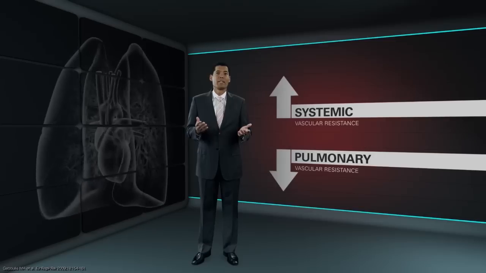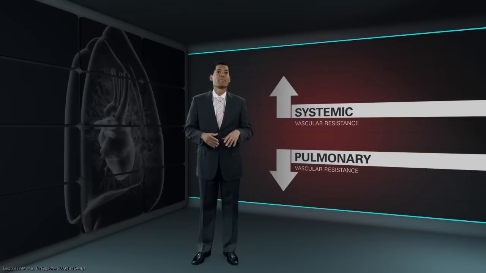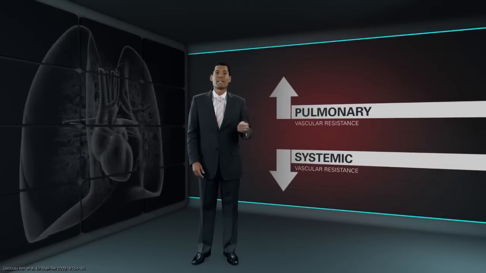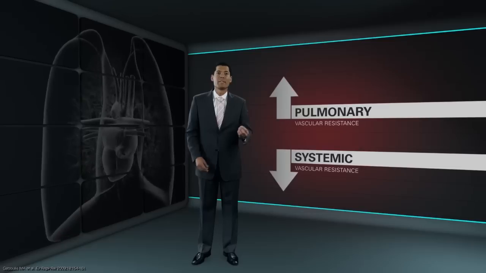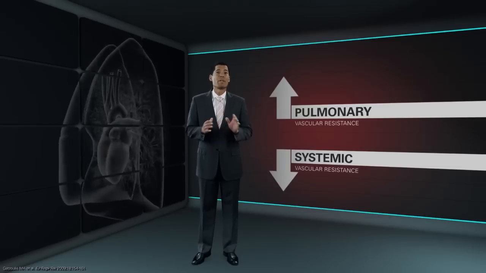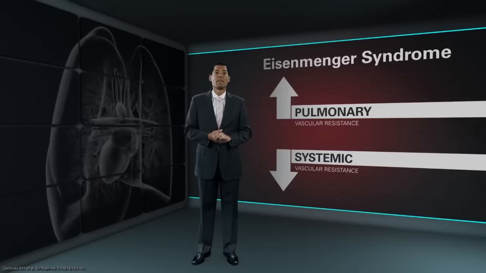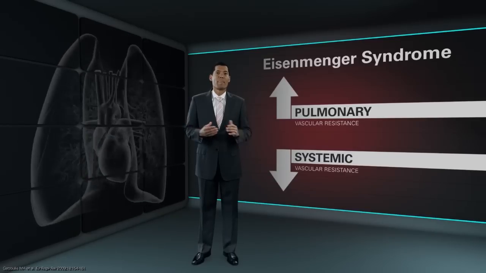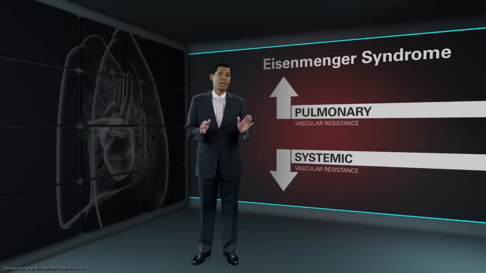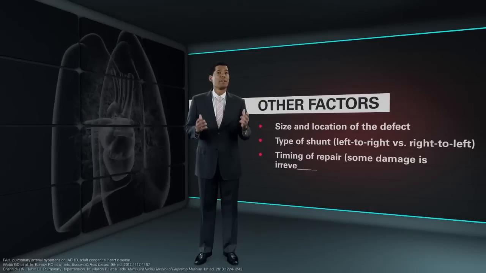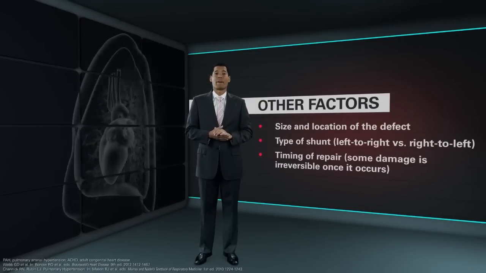across the defect, leading to increased pulmonary blood flow as compared to systemic blood flow. However, when pulmonary vascular resistance exceeds systemic vascular resistance, the direction of the shunt reverses and becomes right to left. This may result in the condition that I referenced before, known as Eisenmenger syndrome. I will go into more detail about Eisenmenger physiology later in this discussion. Other factors that affect the development of PAH in patients with ACHD include the size and location of the defect, the type of shunt, and the timing of repair.